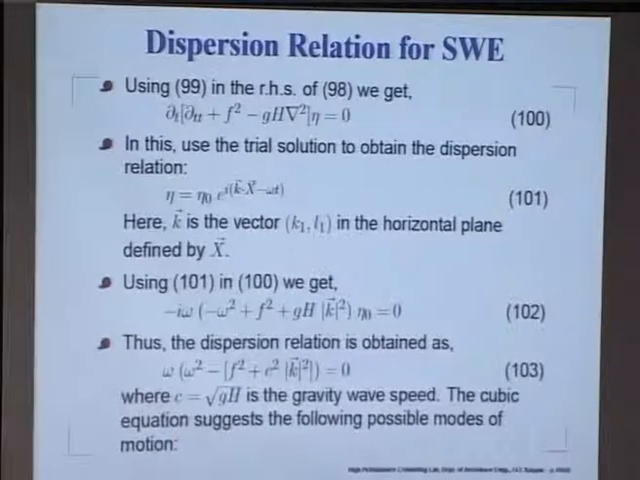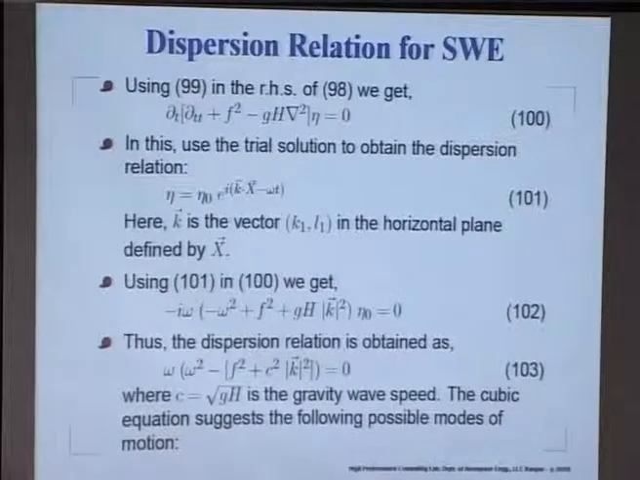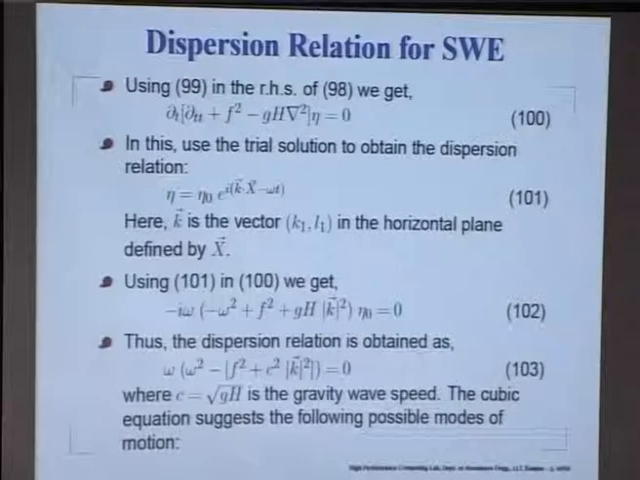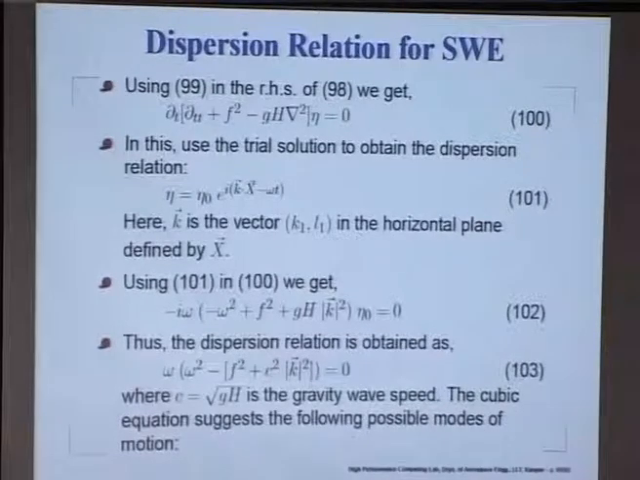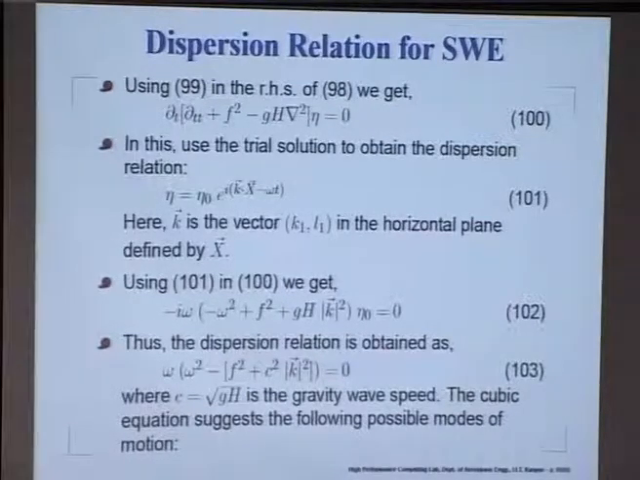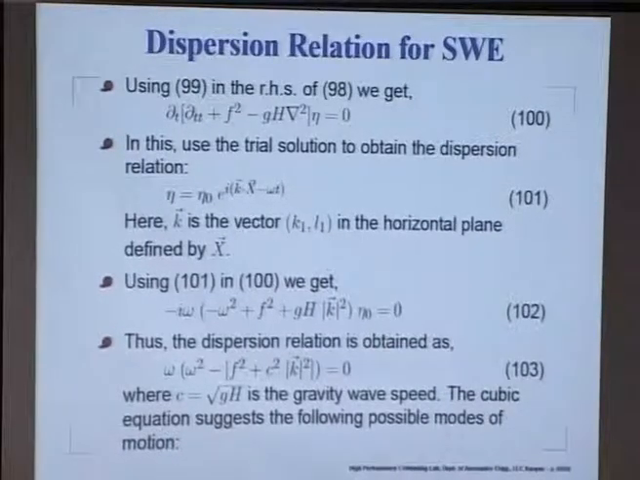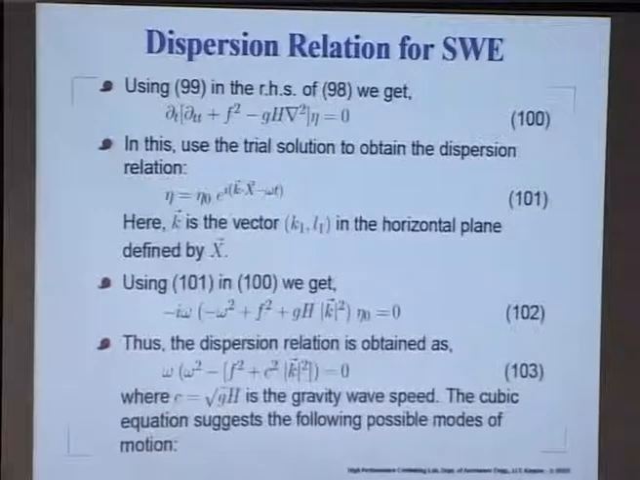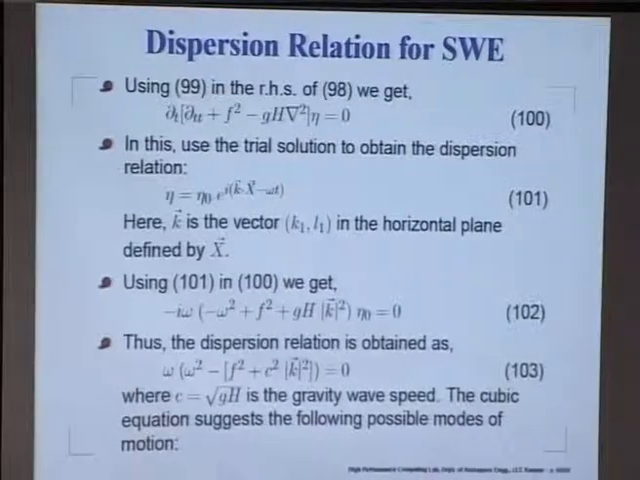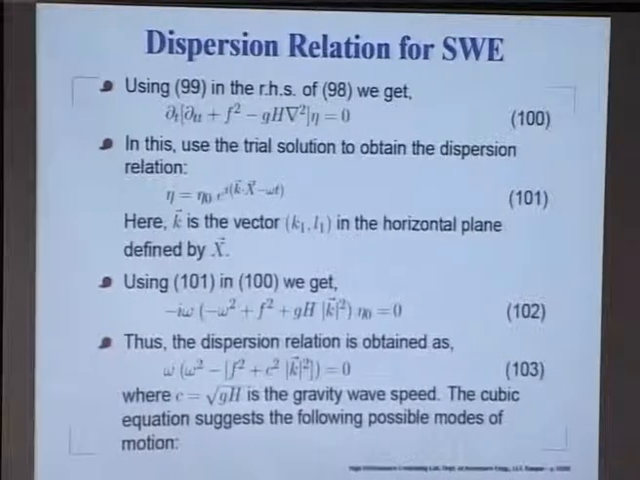Plugging in this trial solution, the first time derivative would simply give us minus i omega, right. So, that is there outside. Now, the second derivative with respect to time will give us minus omega squared, and f squared remains as it is. And what do we get from the Laplacian? That would be nothing but the k vector's modulus squared, right. So, that is what we are going to get. So, you have the dispersion relation, right.